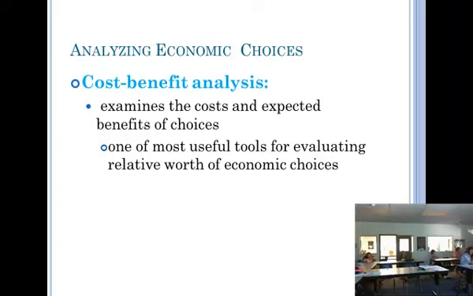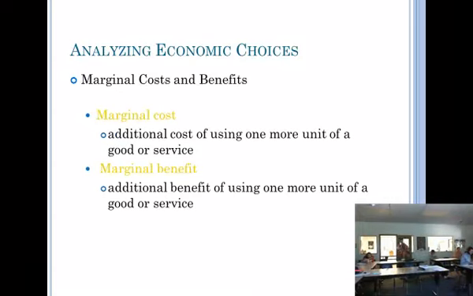So you can make a cost-benefit analysis for your choices. There are marginal costs and marginal benefits. Marginal cost is the additional cost of using one more unit of a good or service, and marginal benefit is the additional benefit of using one more good or service. Same thing we were talking about: cost for price versus benefit for satisfaction.